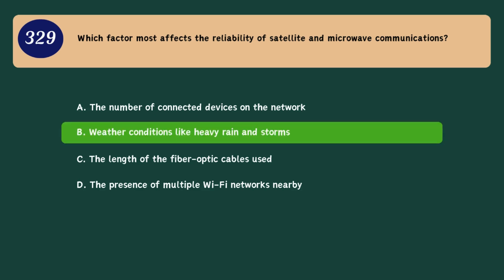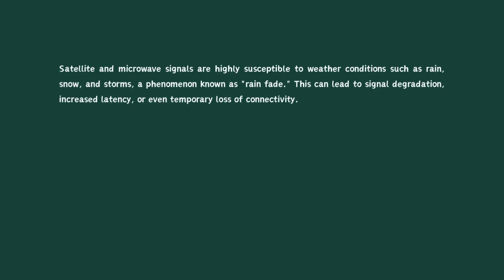Correct answer. B. Weather conditions like heavy rain and storms. Satellite and microwave signals are highly susceptible to weather conditions such as rain, snow, and storms, a phenomenon known as rain fade. This can lead to signal degradation, increased latency, or even temporary loss of connectivity.